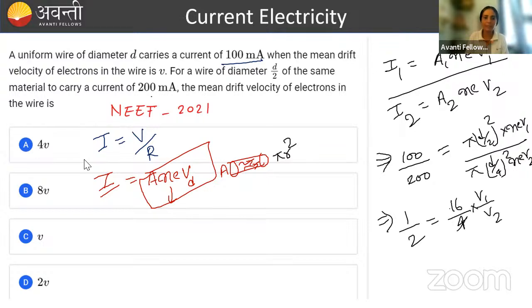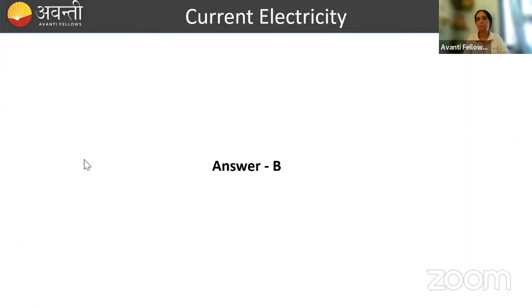So now you can clearly tell me what will be the answer. What will the answer be? What do you see for V2? 8 V1. So what will be the answer? Correct answer will be B.